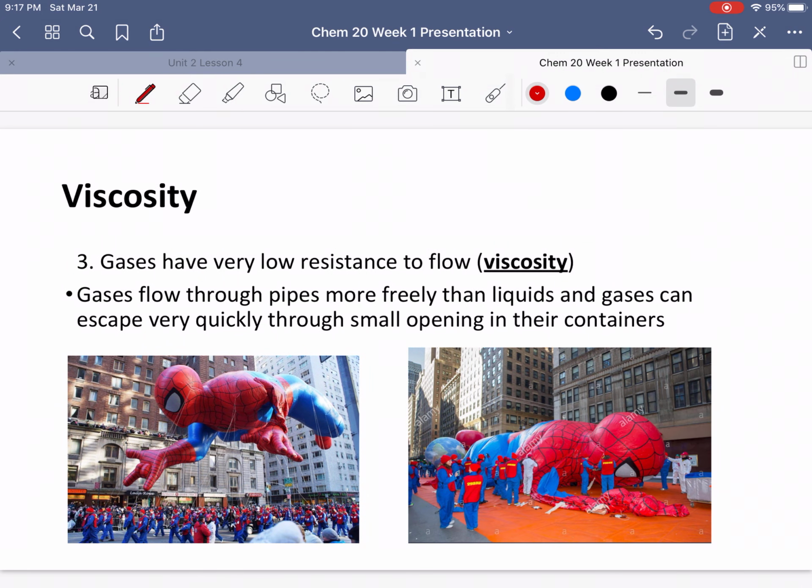Remember, guys, you can pause this presentation anytime. So if you feel like I'm going too fast for you to write something down, pause. No big deal. Another one of our properties of gases that's important for you to know is viscosity.